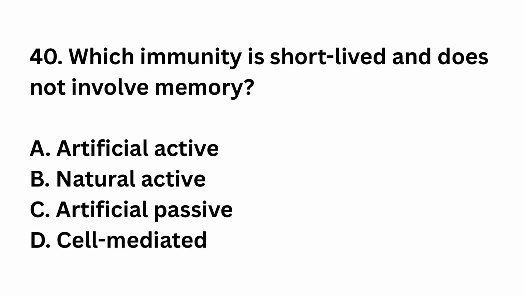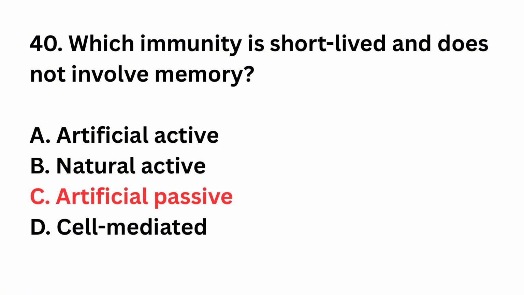Question number 40. Which immunity is short-lived and does not involve memory? Artificial active, natural active, artificial passive, cell-mediated. The right answer is option C, artificial passive. Antibodies are given externally. The body does not generate memory cells.